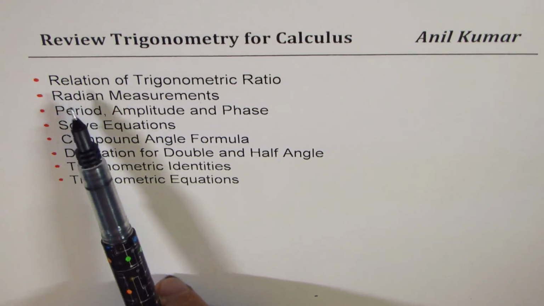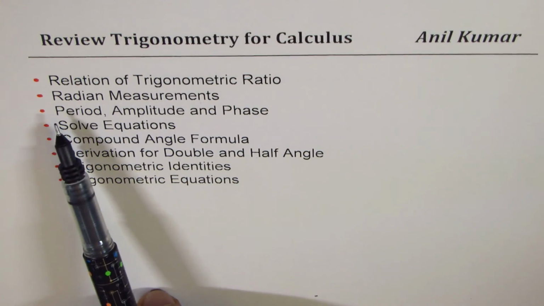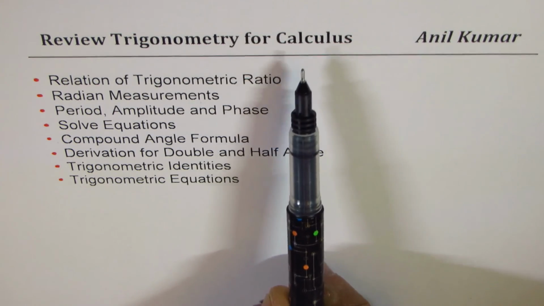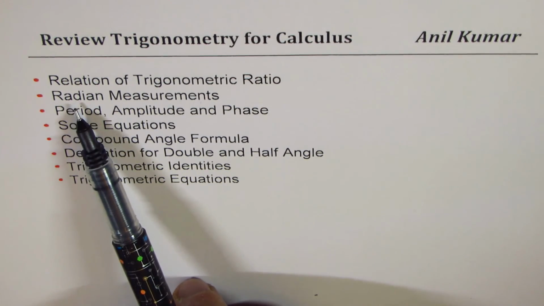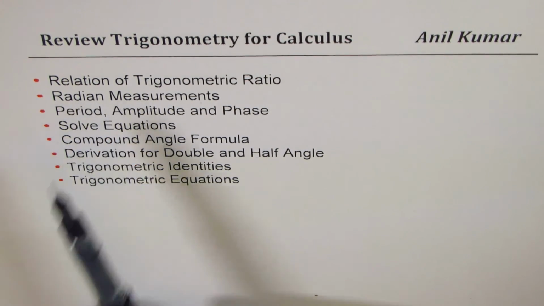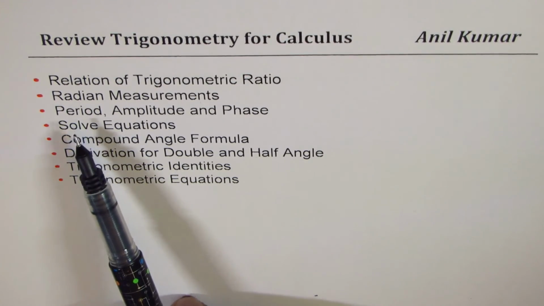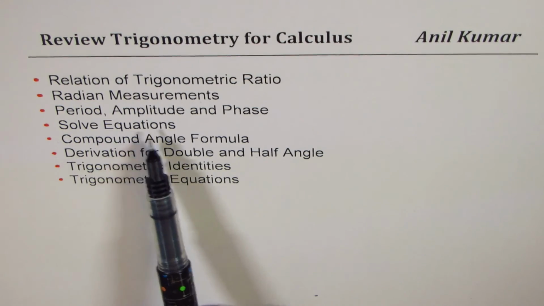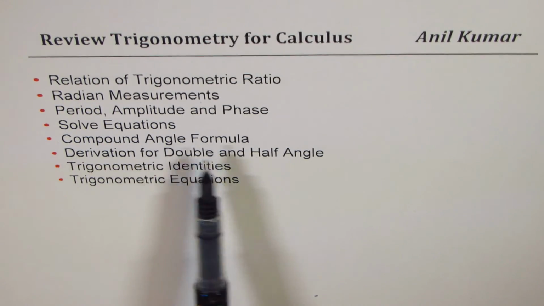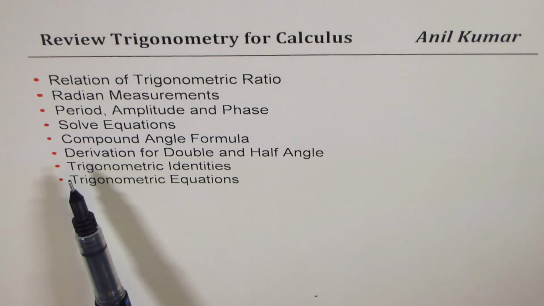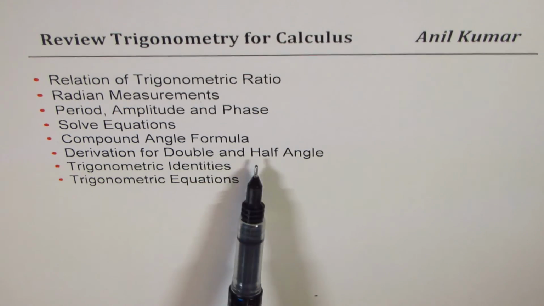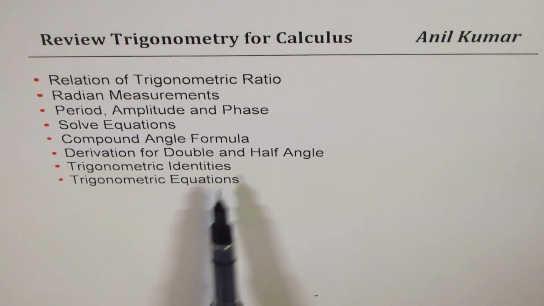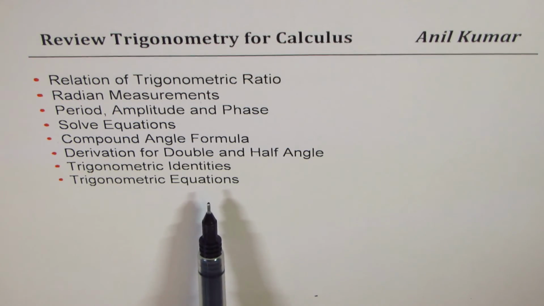We'll talk about relation of trigonometric ratios, radian measurements. So when we talk about calculus, all the calculations have to be done in radians. Remember that, right? Then we'll see what is period, amplitude, and phase. We'll solve simple equations, compound angle formula. We'll work in details, derive double and half angle formulas, take up few trigonometric identities, and solve few trigonometric equations.